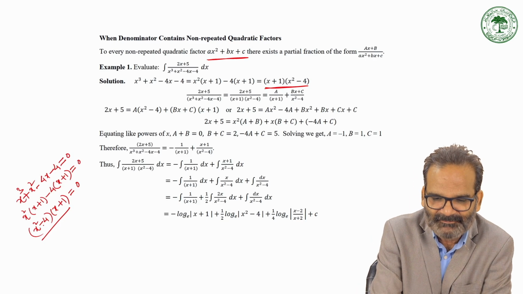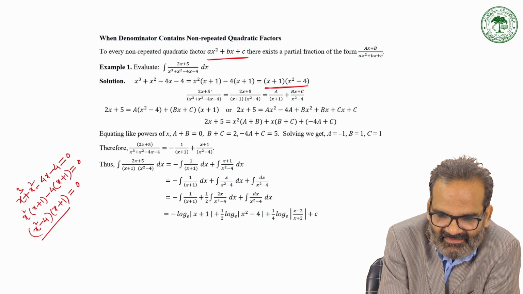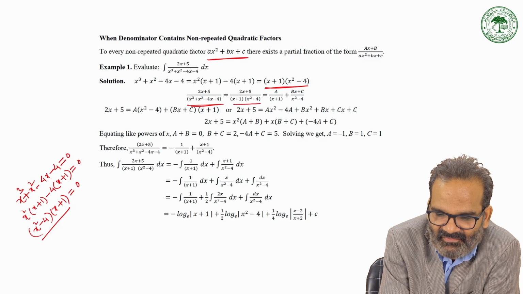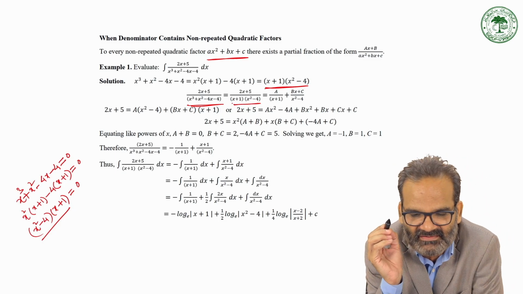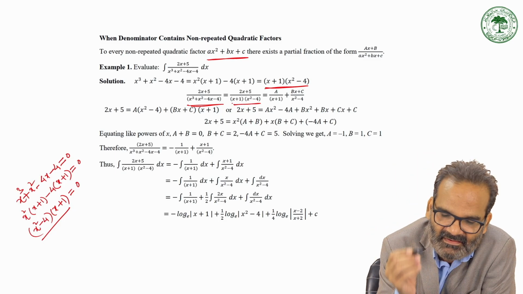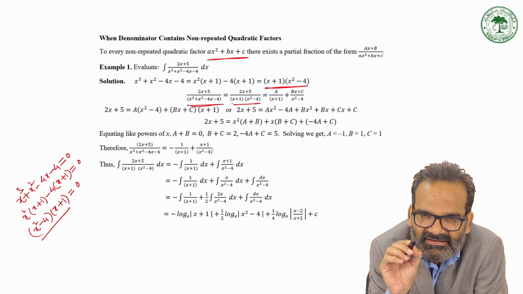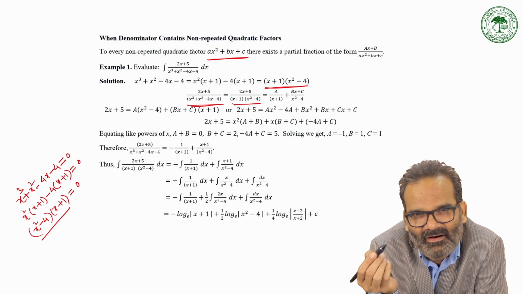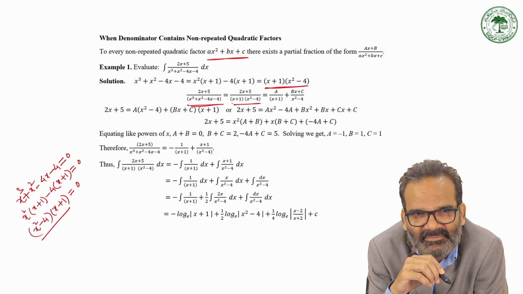Let us take this: 2x plus 5 divided by this. This is our original function. These are the factors of the denominator, x plus 1 and x square minus 4. So see here, x plus 1 is a linear factor, so we will write a constant a upon x plus 1, plus x square minus 4 is a quadratic factor, so we will write it as bx plus c upon the quadratic factor, right? Now find out the values of a, b and c.